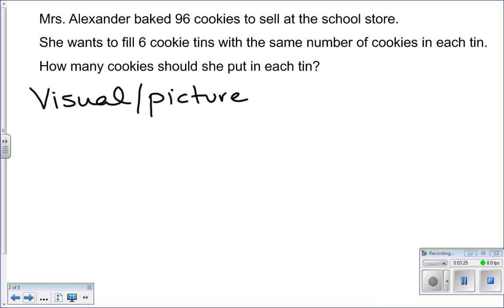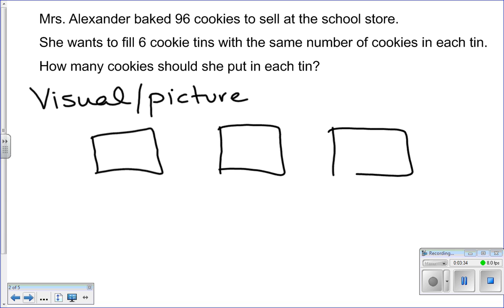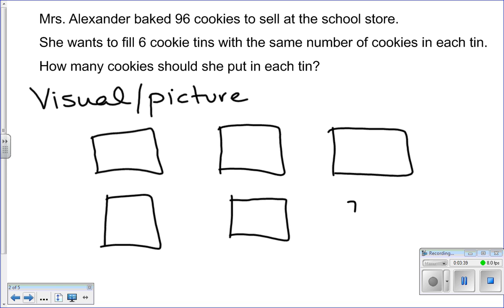Okay. So, I know that there are 6 cookie tins. So I'm going to draw 6 tins. I like it. I don't know how many cookies are going in each tin. So for right now, I'm just going to put a question mark. That's what I'm trying to figure out. And I know that there needs to be the same amount. So I'm just going to keep that in my head.